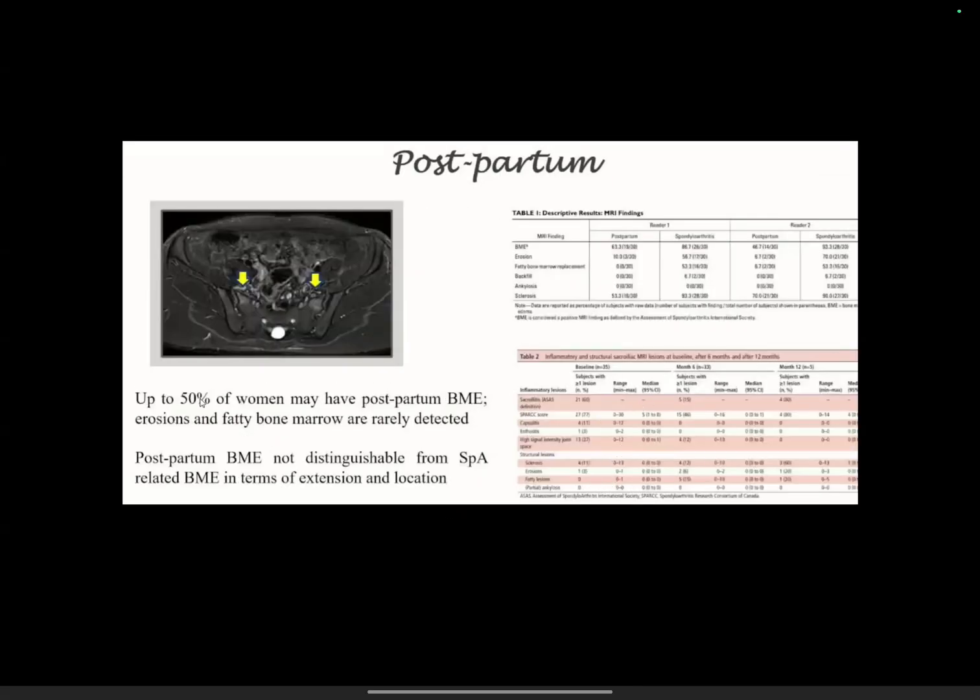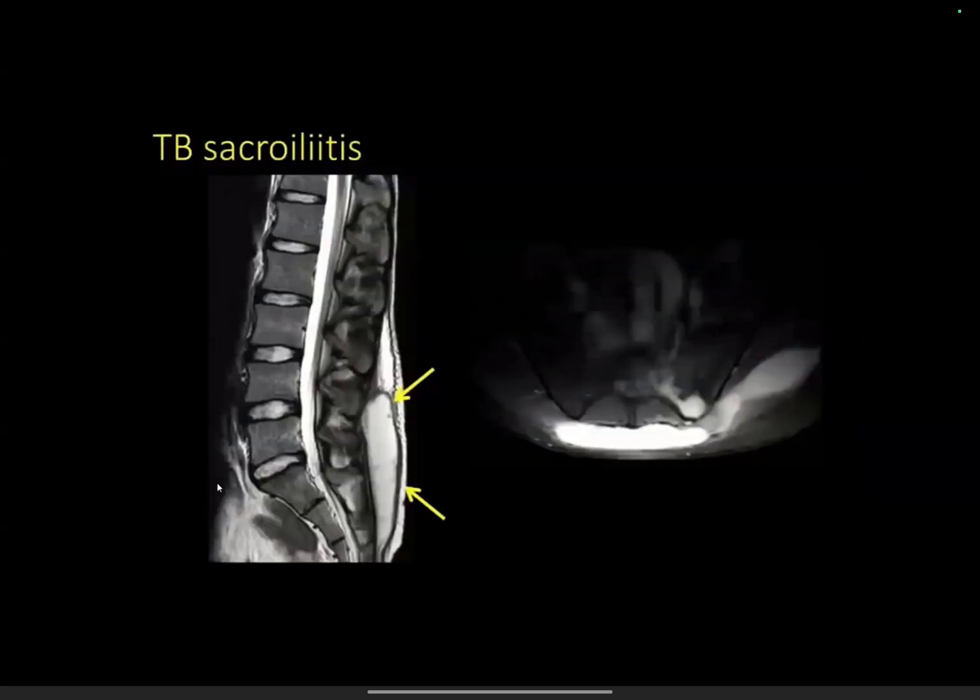So this was just a study that showed that in up to 50% of the patients having postpartum bone marrow edema, erosion and fatty bone marrow was rarely detected. Postpartum bone marrow edema is not a distinguishing factor of SPA, right? So now it can be infective also.